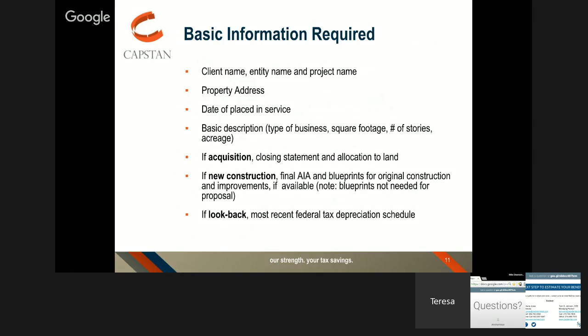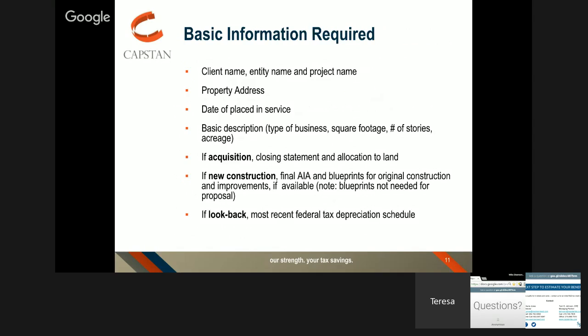For new construction, we're going to look at what we call the final AIA document. And for those of you that are scratching your head saying, what is an AIA? Whenever you are building something and you're making draw requests, there's a standard AIA, which I think is the Architects Institute of America. I have to double check that, but I think that's what that stands for. But they have basic forms that you have to follow when getting draw requests from the bank. So when the project's finished, they issue a final AIA.